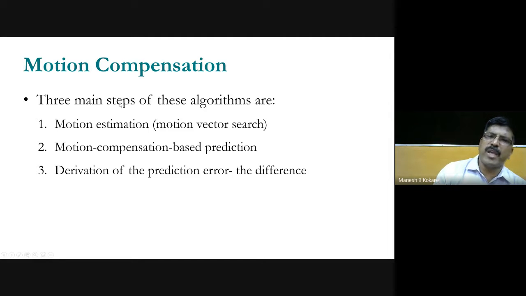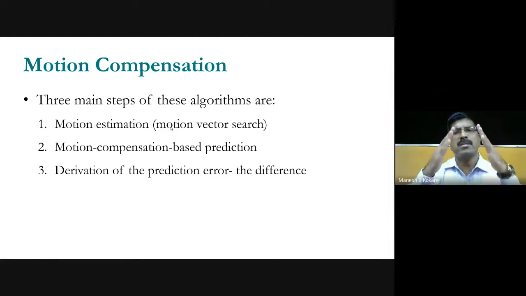There are three main steps of these algorithms. One is motion estimation, that is finding the motion vectors. In motion estimation, we will study three algorithms: one is the sequential search algorithm, another one is the logarithmic algorithm, and the third one is the hierarchical algorithm. Then motion compensation based prediction, and after that the derivation of the prediction error, that is the difference.